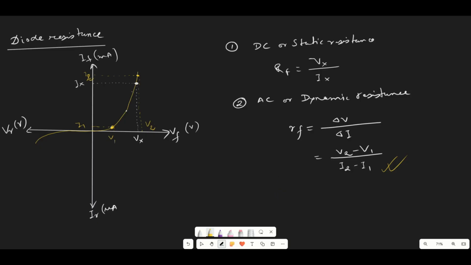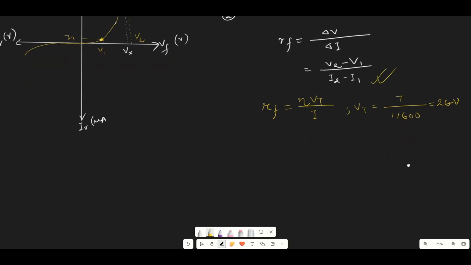Now this dynamic resistance has some relation with the diode current. So this is given as Rf. As we know, resistance is inversely proportional to current. So this is given by eta Vt divided by the diode current, where we know Vt is the volt equivalent of temperature, given as T by 11600. And at room temperature, we consider this as 26 millivolts. Okay, so this is our AC or dynamic resistance and its relation with diode current.